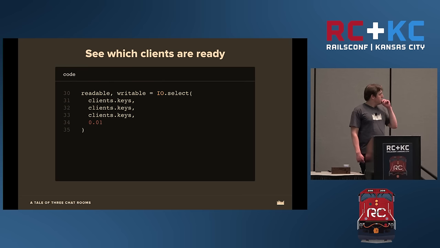Then we get to the next step. We just ask the operating system, please tell us which one of these are writable or readable. Like in a real event loop, you would do this in a more scalable way. So this is really a poor man's version of how to do that.